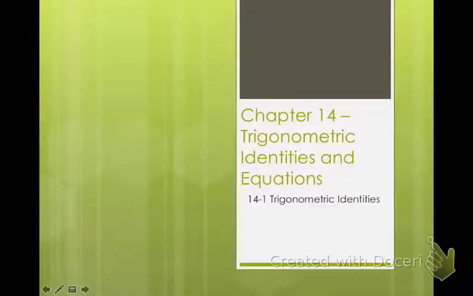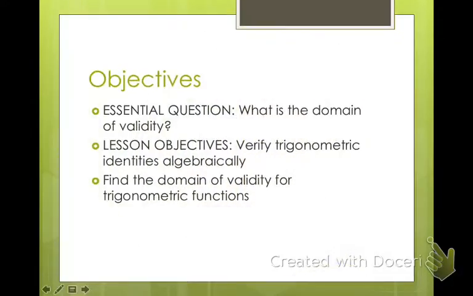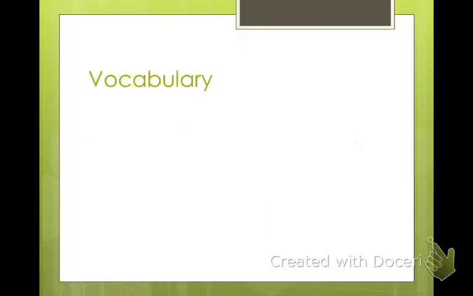Hey guys, we're going to start the last chapter of the year on trigonometric equations and identities. So we're going to learn about trig identities first. We're going to do a review of the ones you already learned, and we're going to learn some new ones with Pythagorean theorem. So our essential question is, what's the domain of validity? We're going to verify trigonometric identities algebraically, and then find the domain of validity for trigonometric functions.